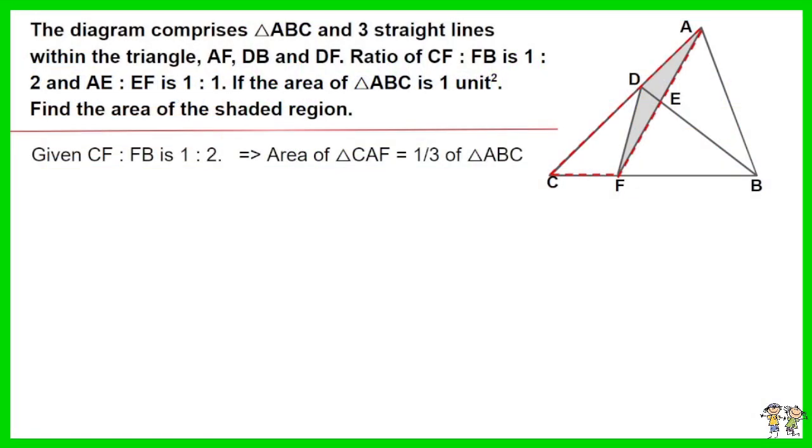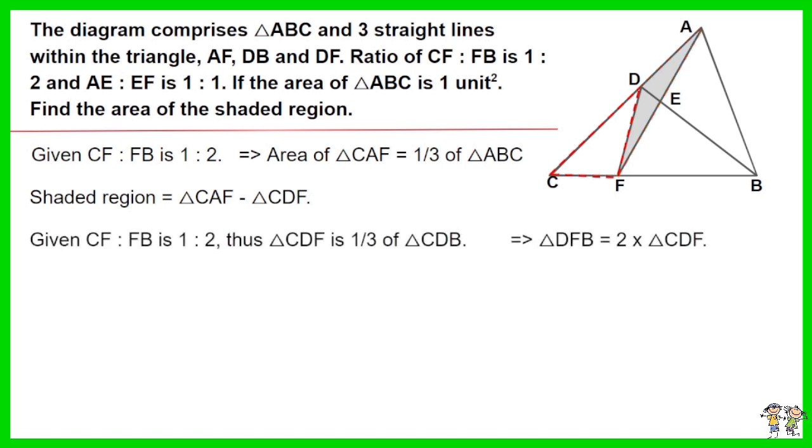Given the ratio of CF to FB is 1 to 2, the area of triangle CAF equals 1/3 of triangle ABC. The shaded region equals triangle CAF minus triangle CDF. Given the ratio of CF to FB is 1 to 2, triangle CDF is 1/3 of triangle CDB. As such, triangle DFB equals 2 triangle CDF.